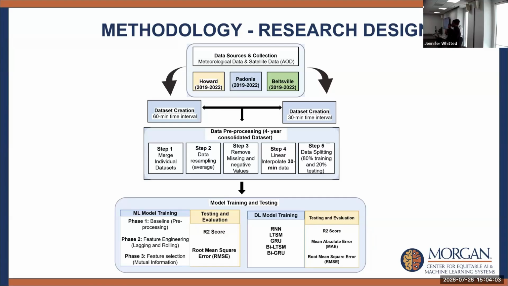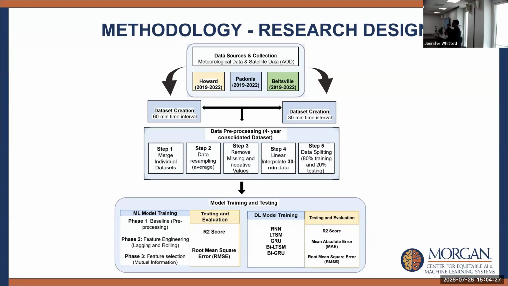After that, we went through our data preprocessing stage. The first step was the merging of individual data sets. The second step was data resampling. After that, we removed all missing and negative values from our data. Next, we utilized linear interpolation for our 30-minute data, which came from our 60-minute data. Then we split our data into 80% for training and 20% for testing.